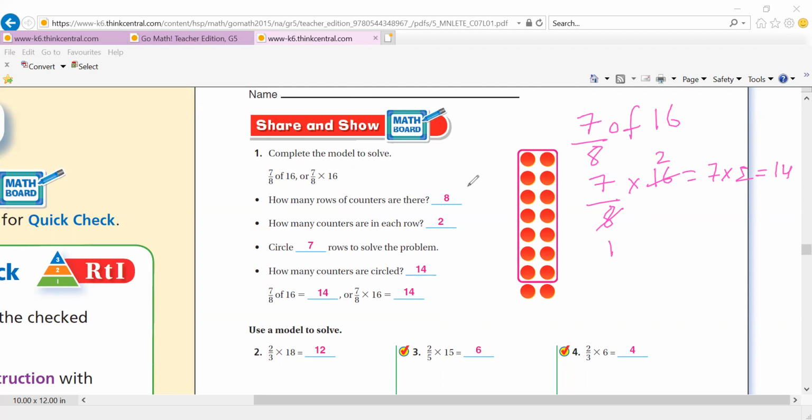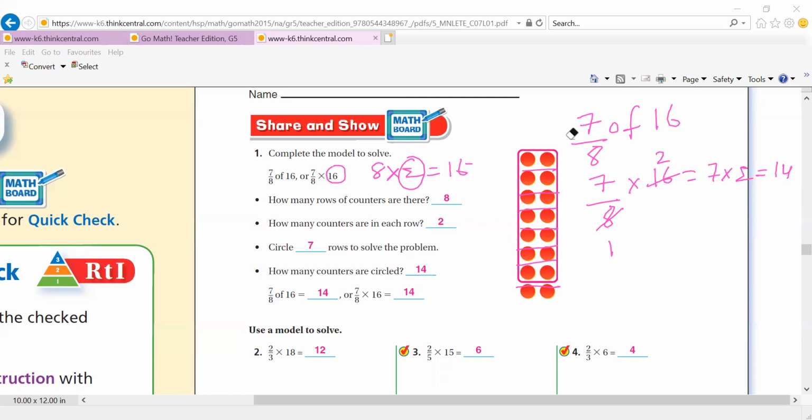8 means 8 groups. 1, 2, 3, 4, 5, 6, 7, 8. 16 means 8 times 2 equals 16. That's why each group will have 2 counters. And in that, 7. So in 7 groups, how many are there? 14 is the answer.